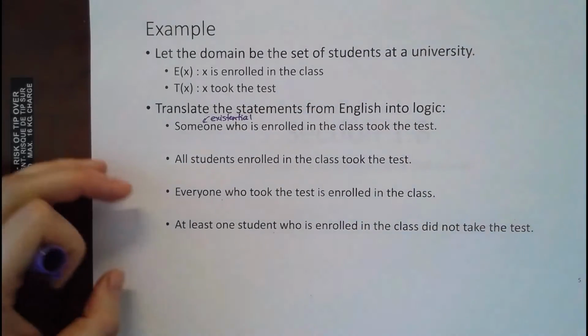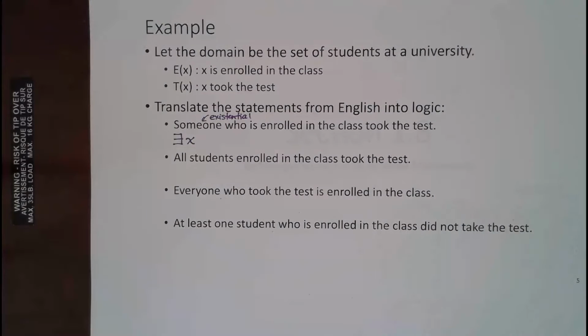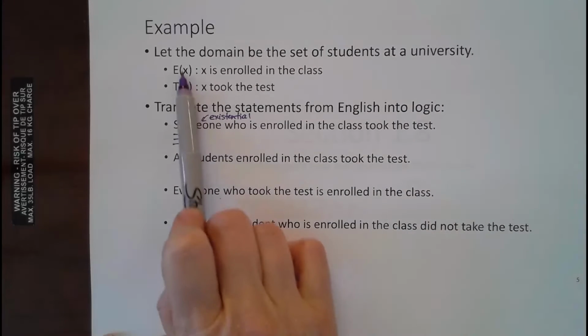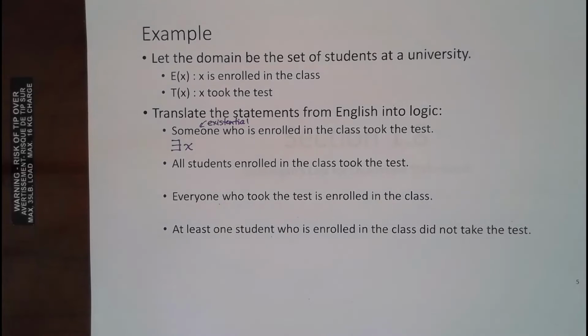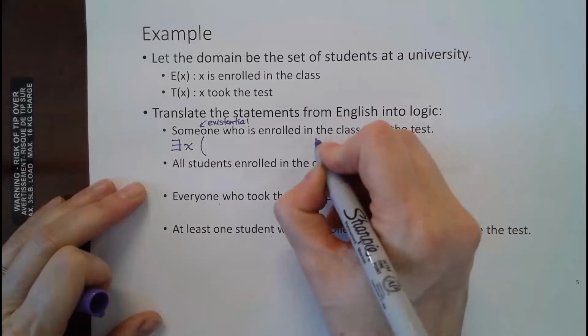Okay, so we're going to do there exists an X. And then if I were you, I would just put parentheses, because there's something about being enrolled, something about taking a test. We're going to have to include both of those, and it's probably going to involve some kind of logic operator, so you better just put parentheses there, otherwise you might forget them. So just put your parentheses there ahead of time.